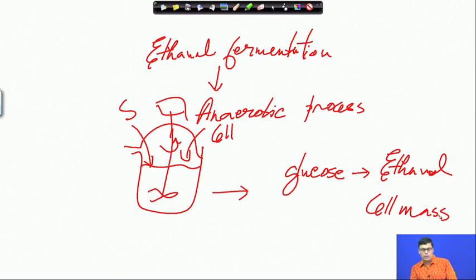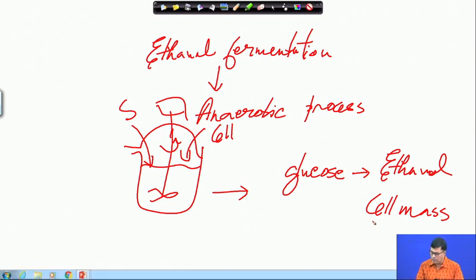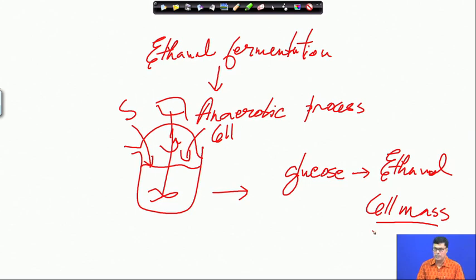But one thing I want to point out here is that since it is an anaerobic process, the amount of cell mass production will be very less, because in an aerobic process, cell mass production will be much higher and ethanol will not be there. So only under anaerobic conditions will ethanol be produced.